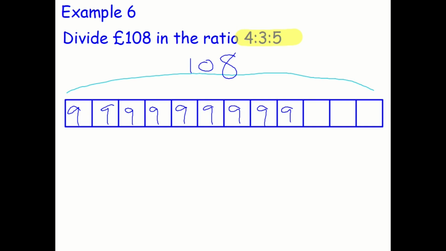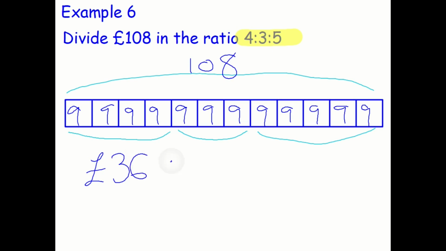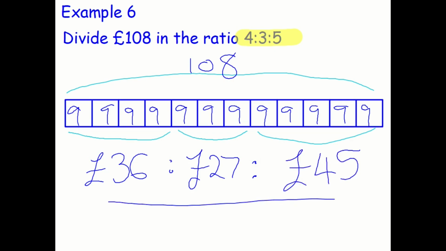9 is in each box. And if you then think about the fact that you're doing 4 to 3 to 5, you get 4 9s are 36. 3 9s are 27. And 5 9s are 45. So your final answer is 36 to 27 to 45.